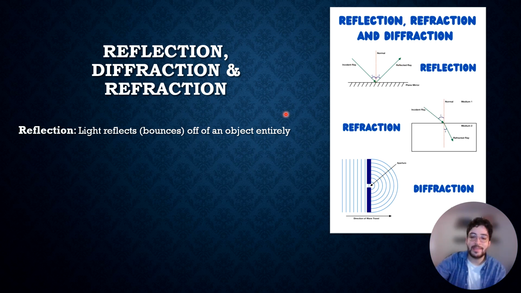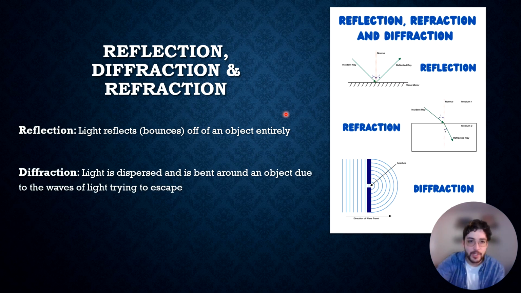And so next, we've got diffraction. Diffraction is when light is dispersed and is bent around an object due to the waves of light trying to escape. A good diagram that I've got here is with an aperture, like an aperture of a camera, where the waves of light are trying to fit through this little hole here. The only way to do that is to bend around it or bend through it, and so you get left with these distorted waves of light.